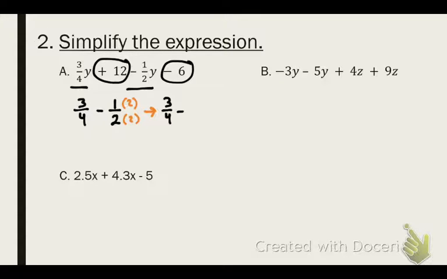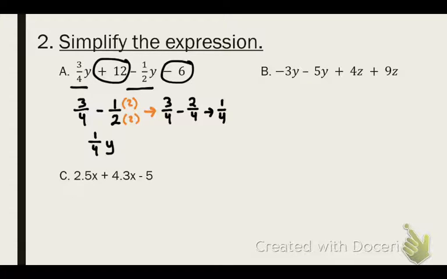3/4 minus 2/4. And what does that equal? 1/4. Okay, so now that was just working with the coefficient part. That was a 1/4. And what family was that 1/4 in? 1/4 y. Let's drop it down here.